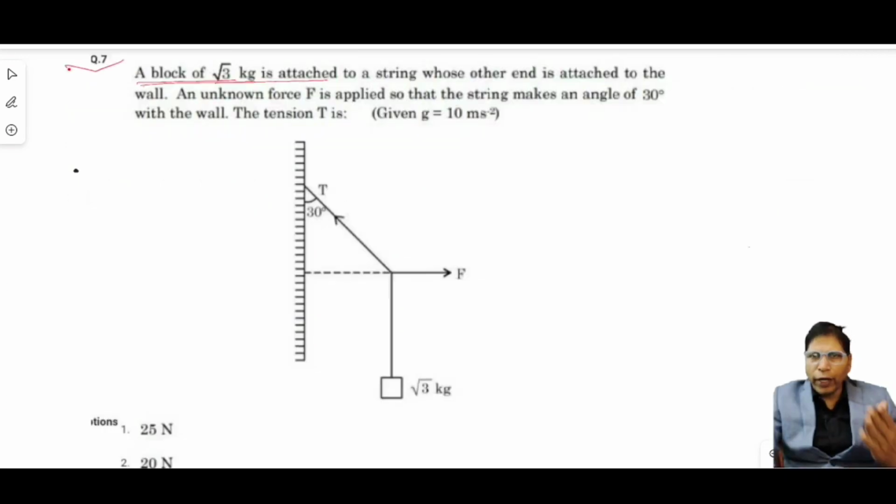Understood? Now look at this question number 7. A block of root 3 kg is attached to a string whose other end is attached to the wall.